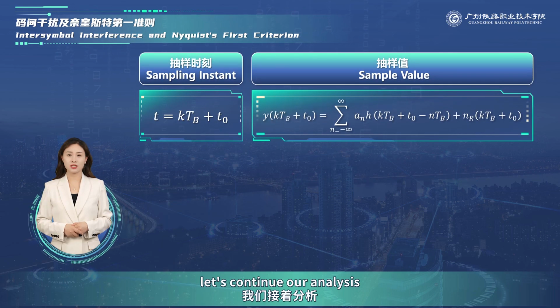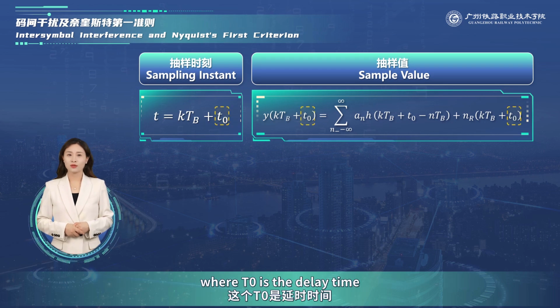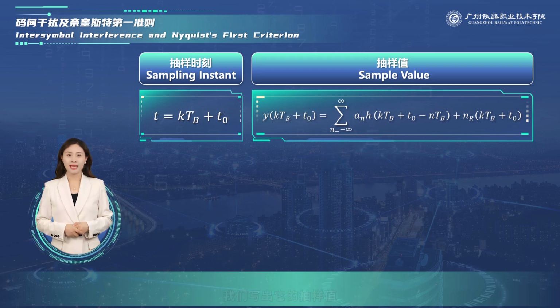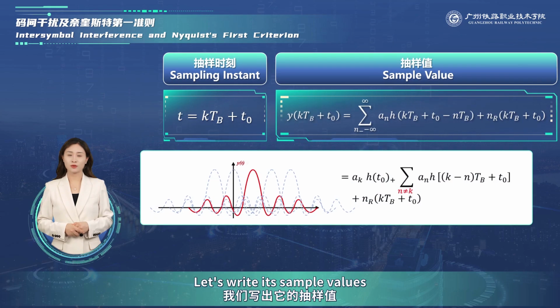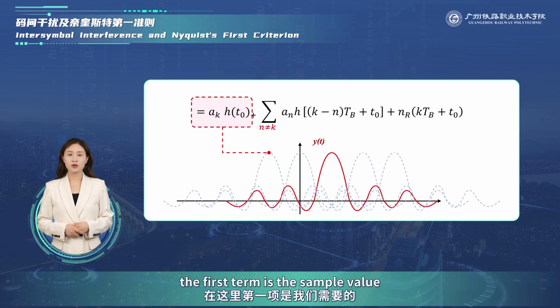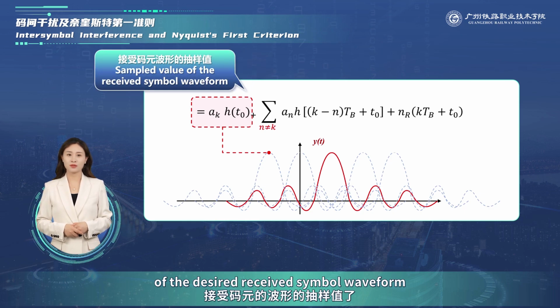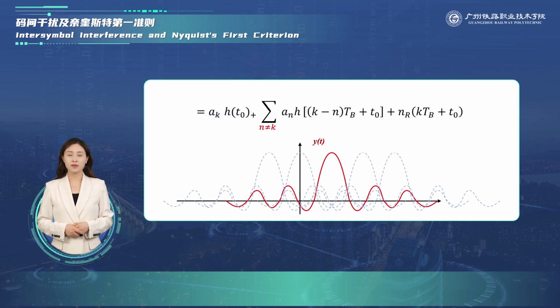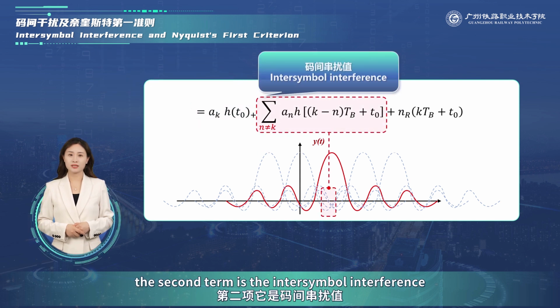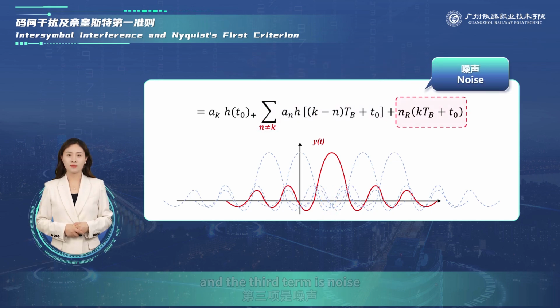Alright, let's continue our analysis. The sampling detector performs sampling and decision on y(t), where t0 is the delay time. Let's write its sample values. Looking at this formula, the first term is the sample value of the desired received symbol waveform. The second term is the intersymbol interference, and the third term is noise.